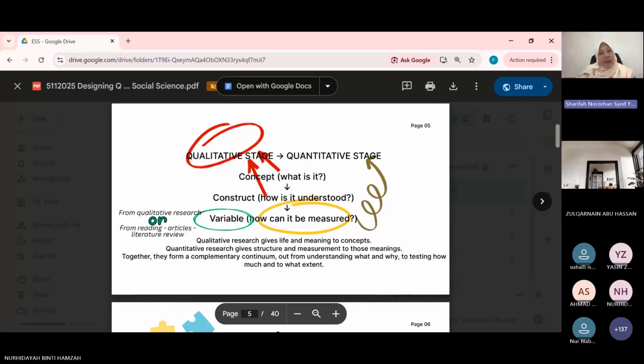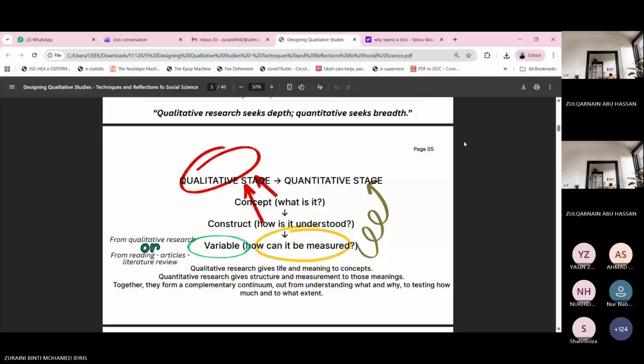But in the context of qualitative research, we don't call it a variable. Normally, we use terms like concept and construct. And in quantitative, normally you use the term variable.